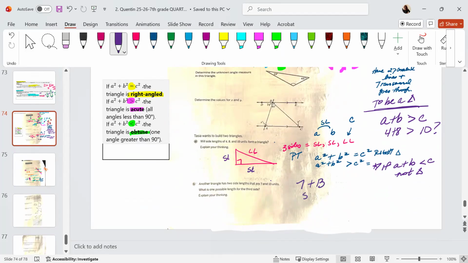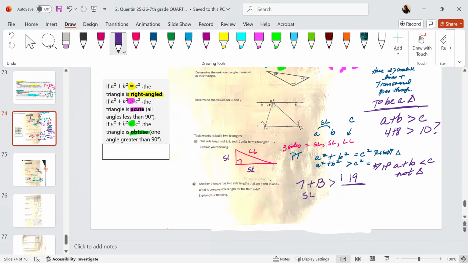If these two are the shorter sides, then this plus this number has to be smaller than that, correct? Wait, I got a question. So this number, 7 plus 13 is 20, correct? So this number could be 19, or it could be 18, correct? I'm sorry, no. Oh yeah, okay. This has to be bigger than that.